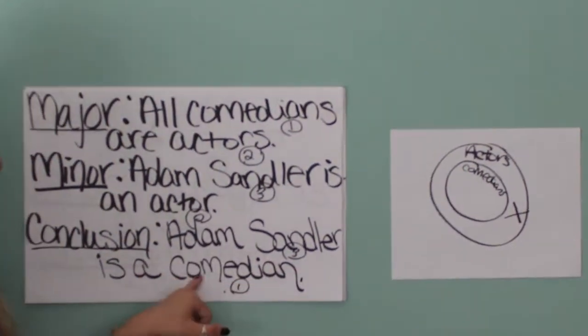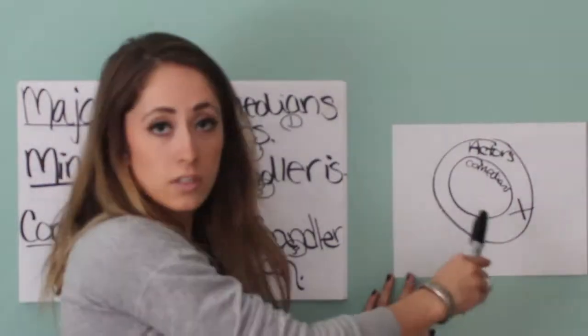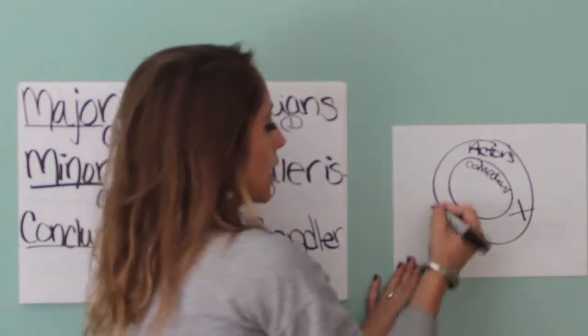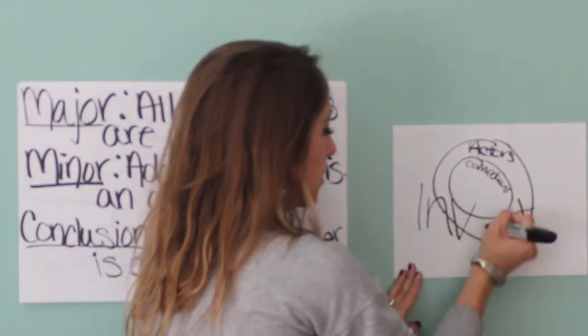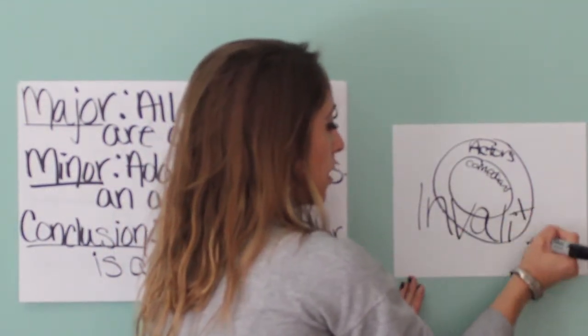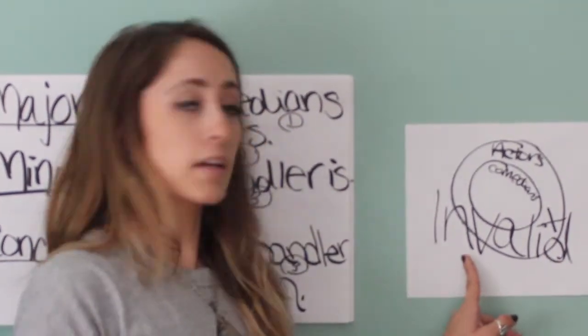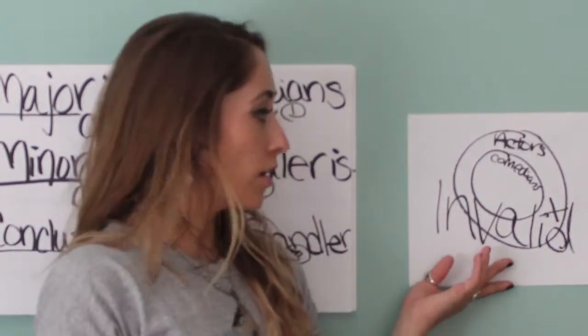Adam Sandler is a comedian. Well, here it shows in our Venn diagram that Adam Sandler is not a comedian. So this argument is invalid. But this is another example of how just because an argument is invalid doesn't prove it to be false, because we know that in real life Adam Sandler is also a comedian.